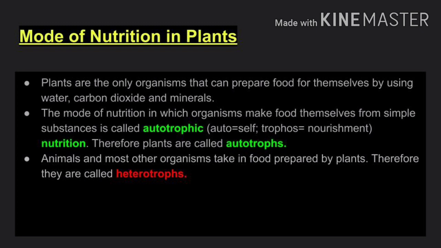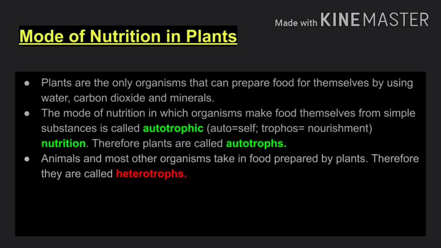Now, as you all know, plants are the only organisms on the earth that can prepare food for themselves. They simply use whatever nutrients and essential requirements are present around them. So they use water, they use carbon dioxide, they use minerals, they use the energy of the sunlight, etc. So, this type of nutrition in which the organism makes food for themselves from simple substances is called autotrophic nutrition.